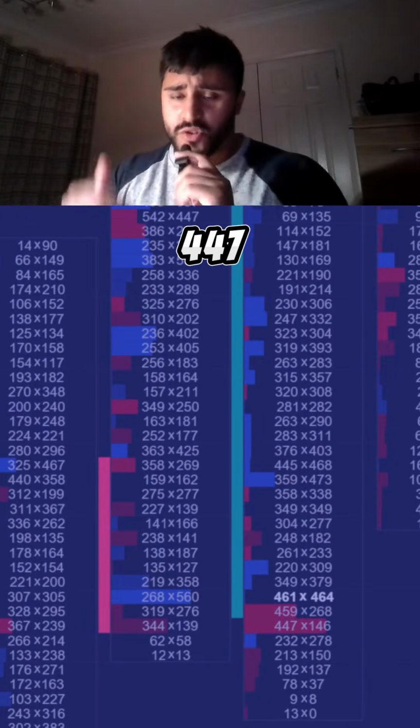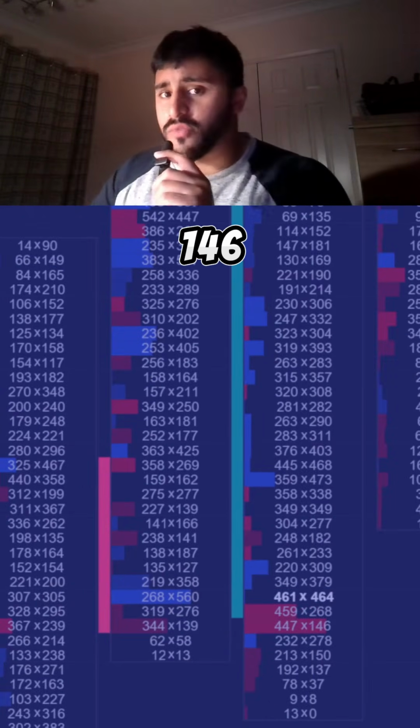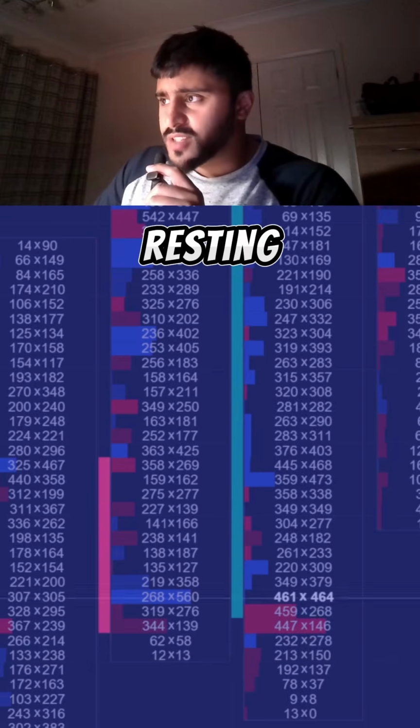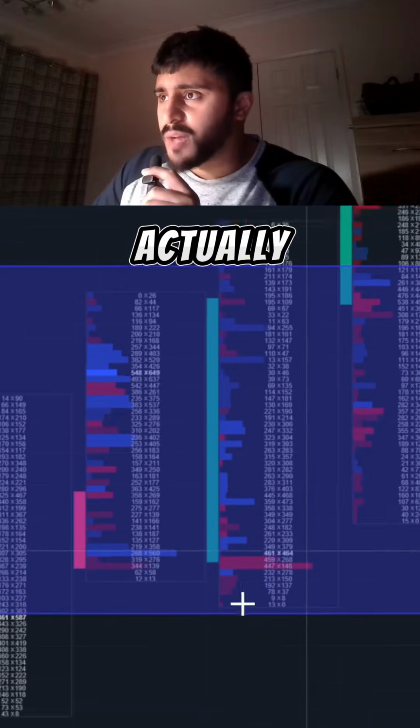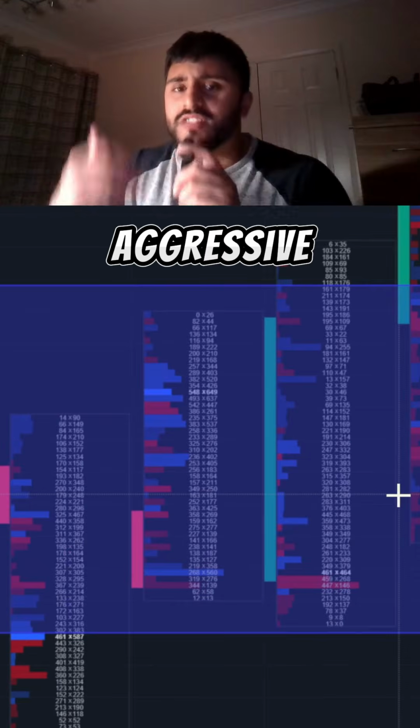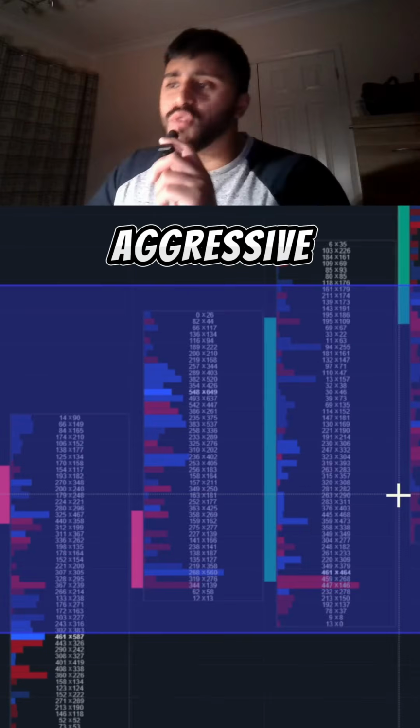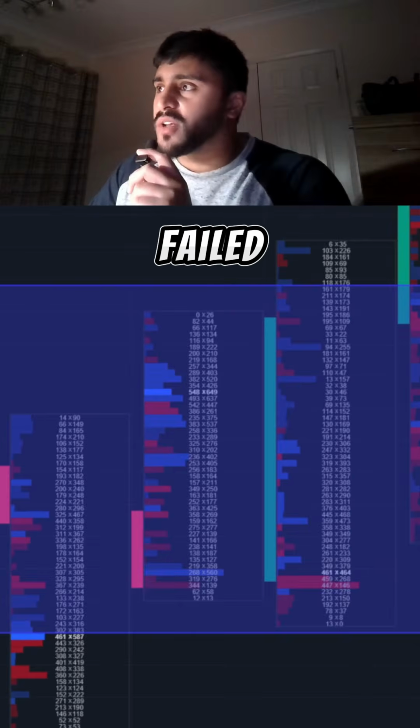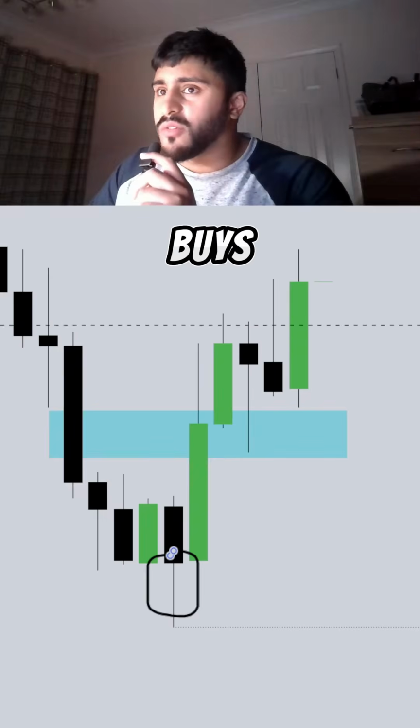In fact, we see 447 for only 146. So there's a lot of sellers resting in this area, but the market was actually able to break above this area. So the aggressive buyers have been rewarded, and the aggressive sellers down here have failed. Now, on that note, we can start to look for buys off this fair value gap, right?